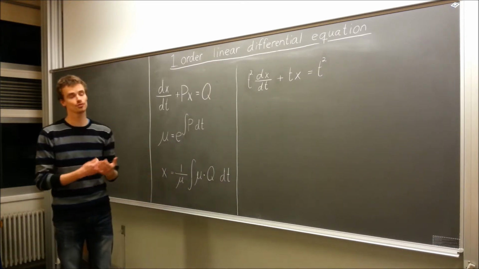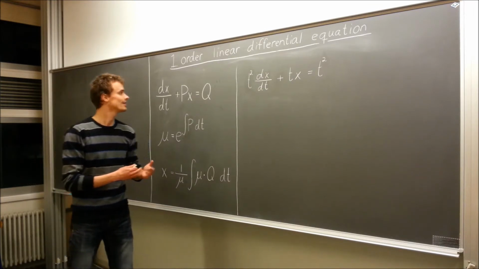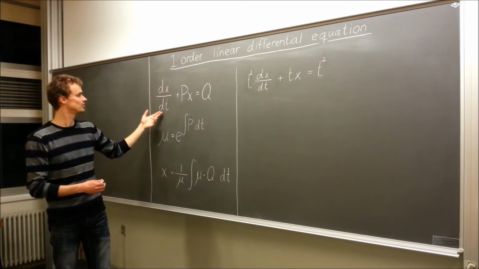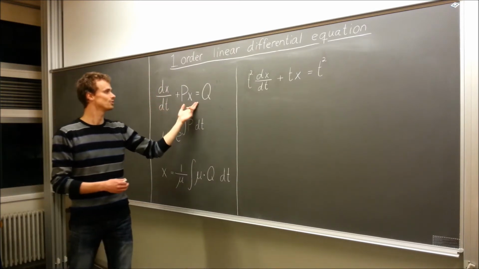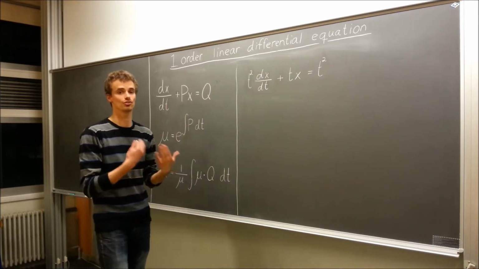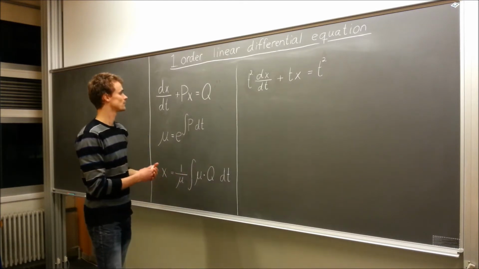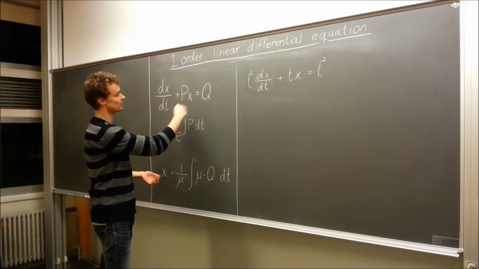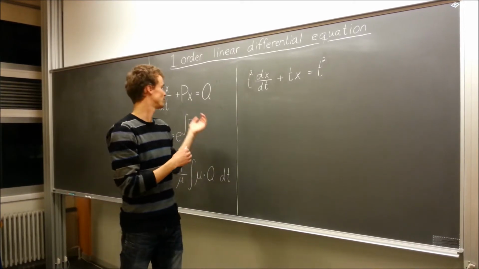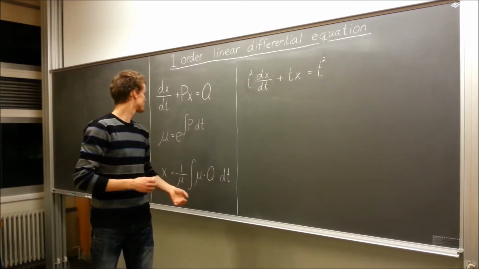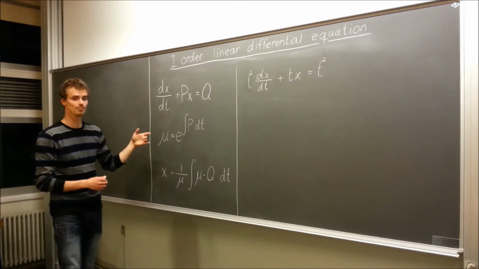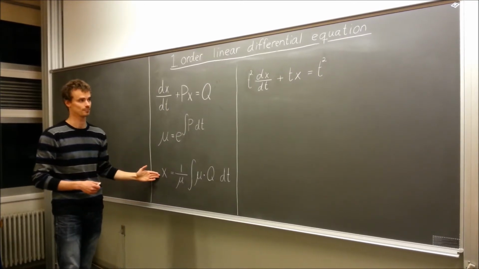Okay, when we have a first order linear differential equation, it can always be written in this form: dx over dt plus px equals q. Here, p and q are any functions of t. So this could be sine of t, and this could be t raised to the second power, or anything, just functions of t. And when you have the equation in this form, you can solve it by using these two equations.